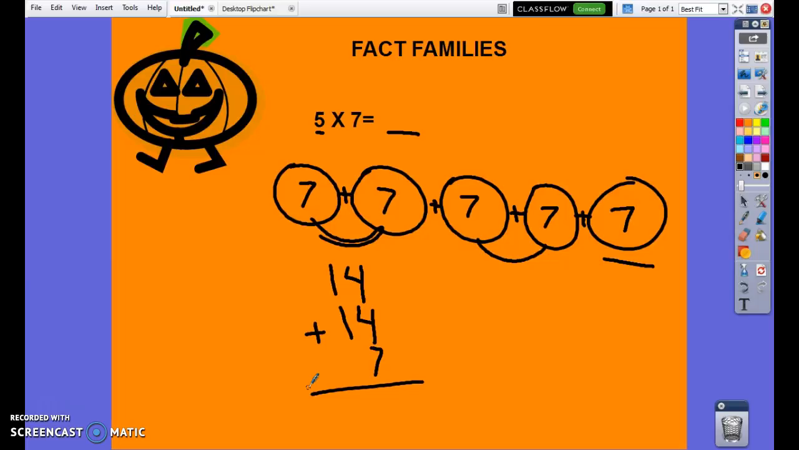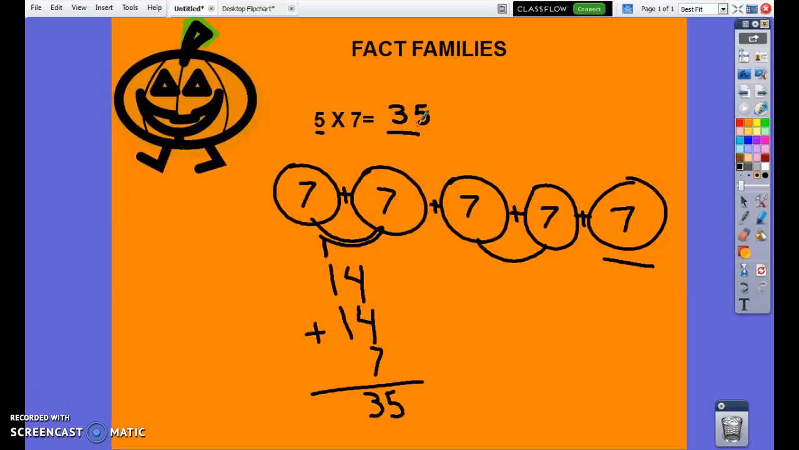I know 14 plus 14 equals 28, plus 7 is 35. So I put the 5 in the ones column and carry the 1 to the tens column. Then I add 1 plus 1 plus 1 and get 3. So I've solved 5 times 7. I know it equals 35.